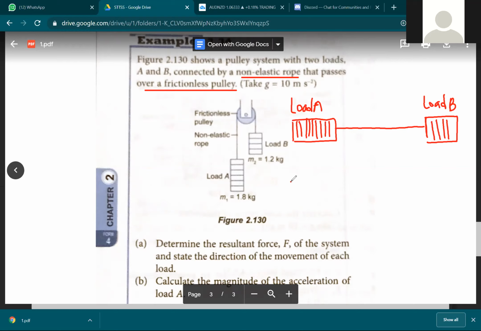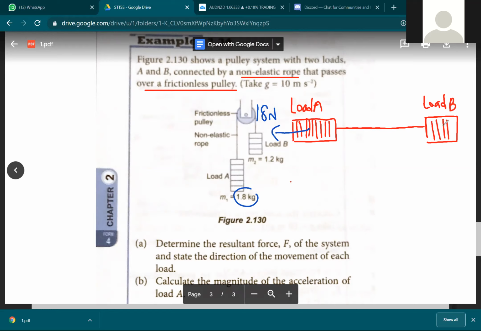Okay, my pen okay already. So to the left, there is a force. What is this force? It is the weight of A, right? It is the weight of A. So weight is equal to 18 Newton. You just take the mass, then times 10.